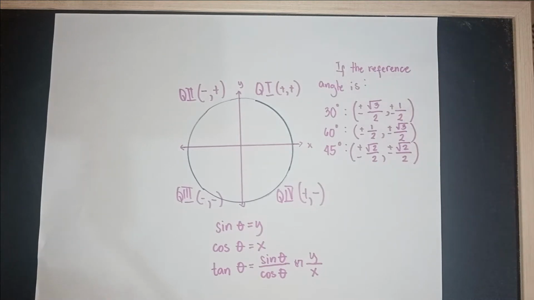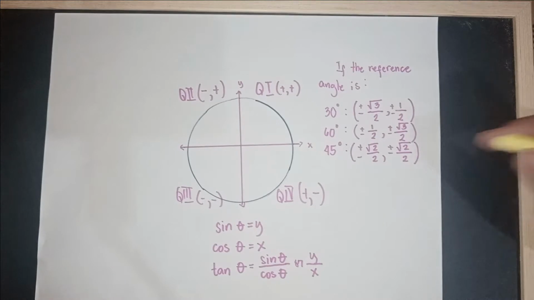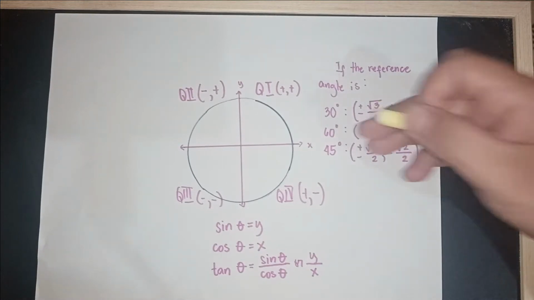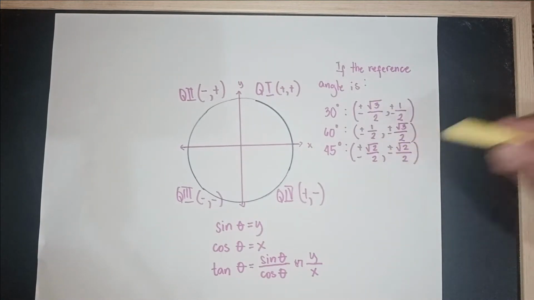Pag 60 degree yung reference angle, yung possible na coordinate ng point of intersection ng terminal side at tsaka unit circle is positive, negative, 1/2, positive, negative, square root of 3 over 2. Pag 45 degrees naman mga boss, we have positive, negative, square root of 2 over 2, tsaka positive, negative, square root of 2 over 2.